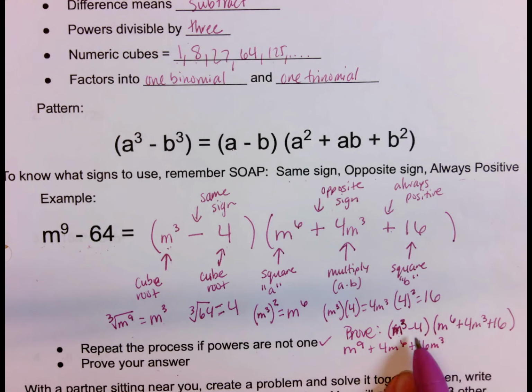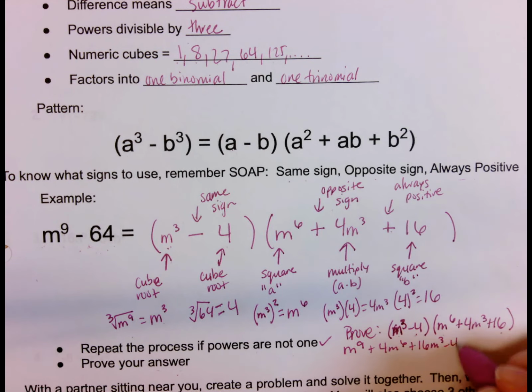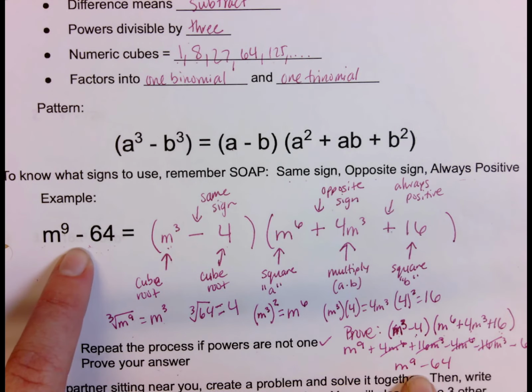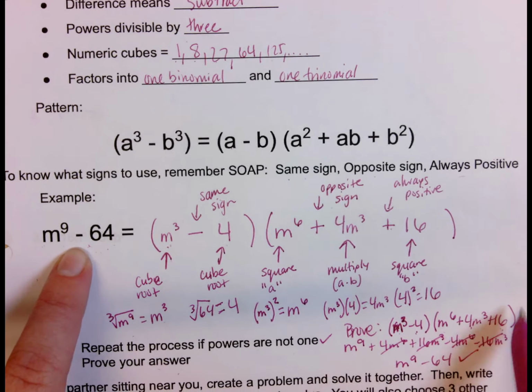Okay. Then we take our negative 4 and multiply it by those three terms. So negative 4 times m to the 6th is negative 4m to the 6th. Negative 4 times m cubed is negative 16m cubed. And negative 4 times 16 is negative 64. Now we combine our like terms. 4m to the 6th and negative 4m to the 6th becomes 0. 16m cubed and negative 16m cubed also becomes 0. And what we're left with is m to the 9th minus 64. And that's what we started with. Okay, so that tells us that our factors are correct.